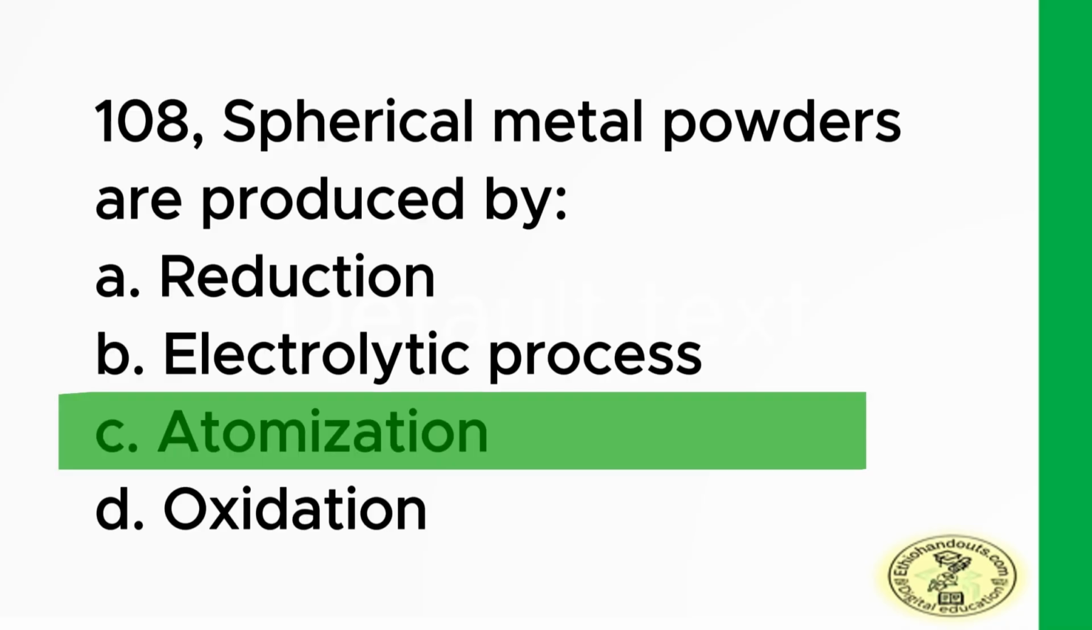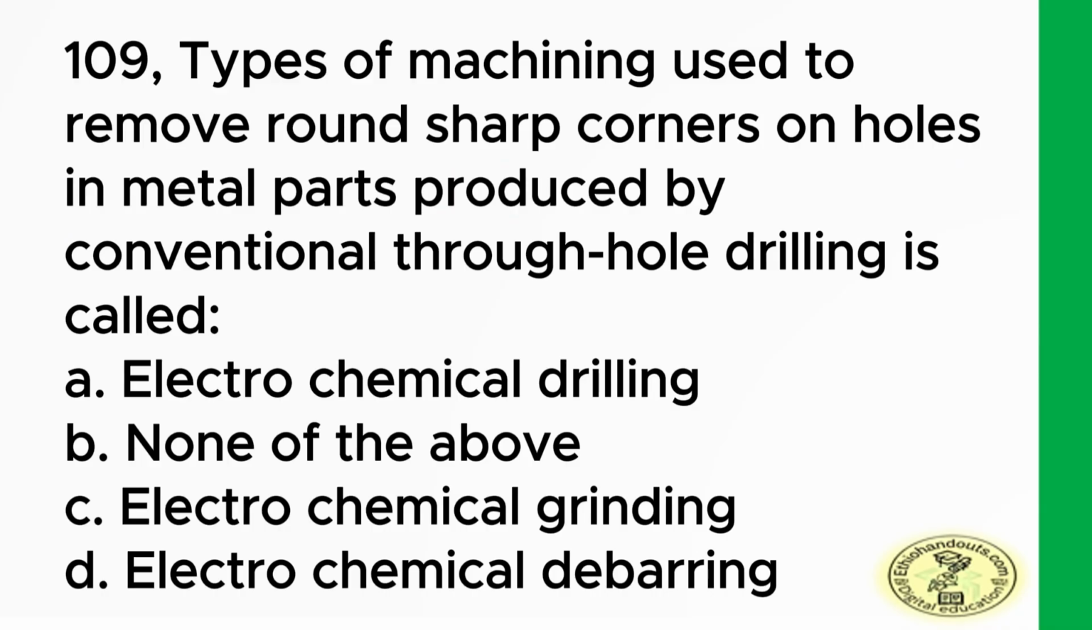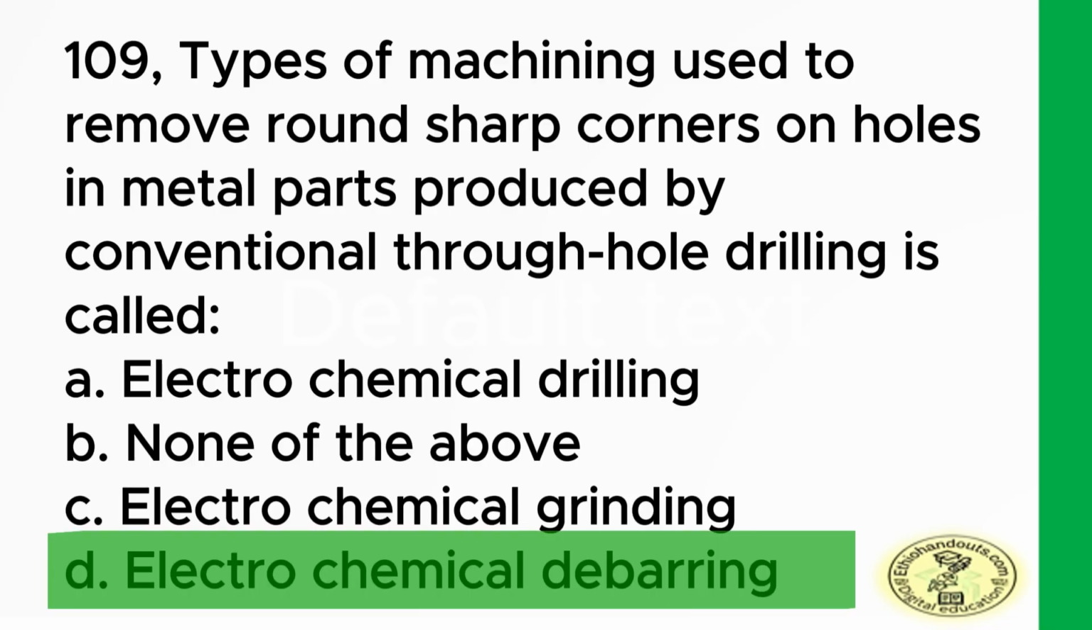Atomization. 109. The type of machining used to remove round sharp corners on holes in metal parts produced by conventional through-hole drilling is called A. Electrochemical drilling, B. None of the above, C. Electrochemical grinding, D. Electrochemical debarring. The correct answer is D.